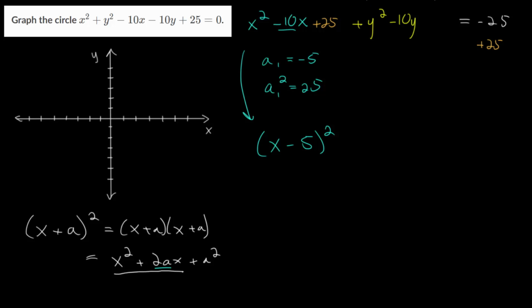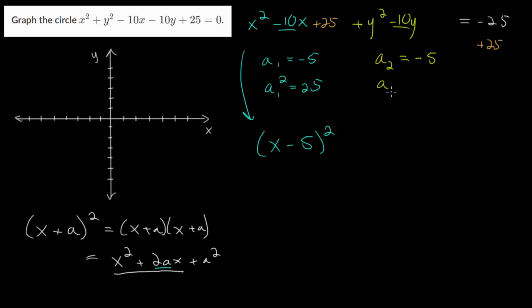Now we're going to repeat the process with the y values. This time we'll call it a sub 2 just to differentiate. And we're again looking at the coefficient on the first power term, so the y term. And we're going to take half of that to find our a value from this formula. And in this case, it will also be negative 5. Like I mentioned, usually these are different, but in this case, they just so happen to be the same number.